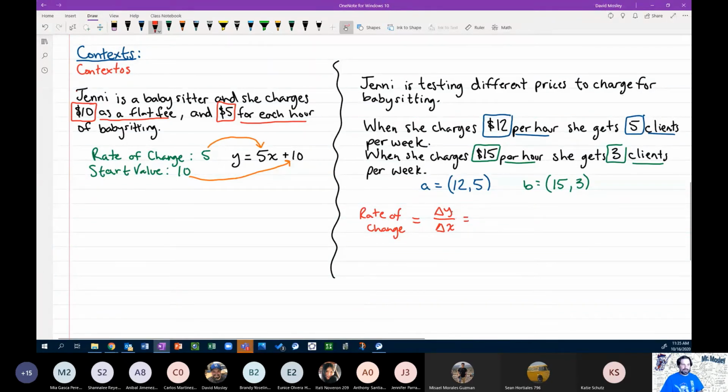So the change in y from 5 to 3. Right, to go from 5 to 3, we have to subtract 2. Okay, we have minus.